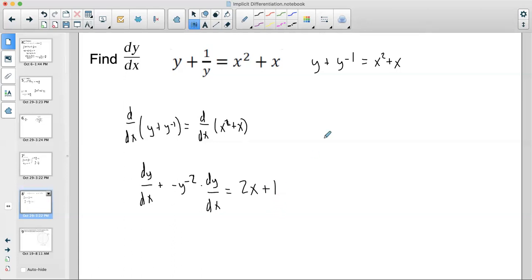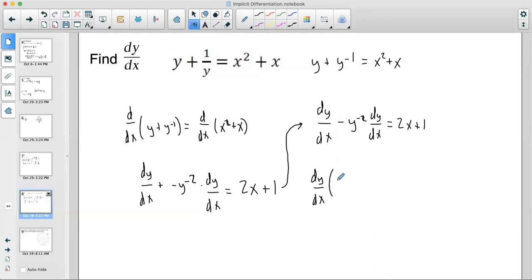And now I'm going to rewrite this so it's a little neater. dy/dx minus y to the negative 2 dy/dx equals 2x plus 1. Now I'm going to factor the dy/dx's out here. So I get dy/dx times, factor it out of this, I get a 1. And then I factor out of this, I get minus y to the negative 2 equals 2x plus 1.